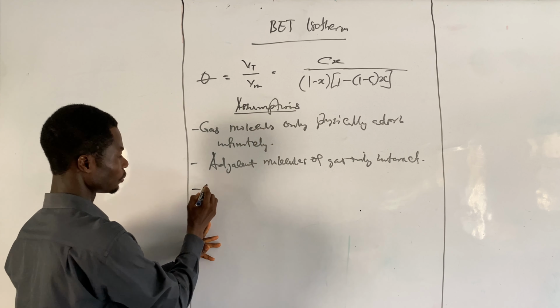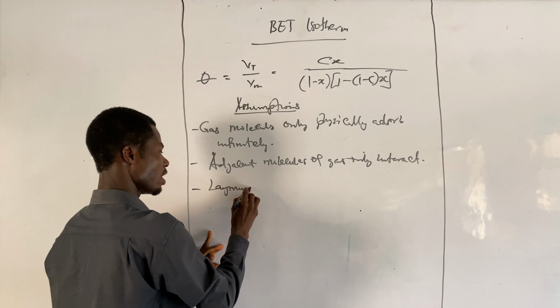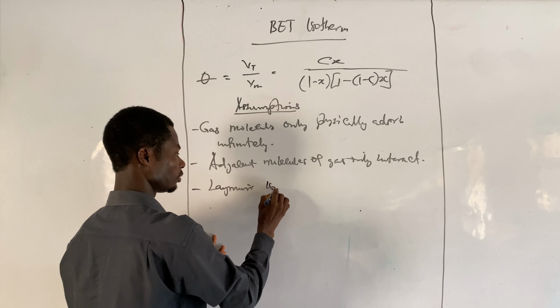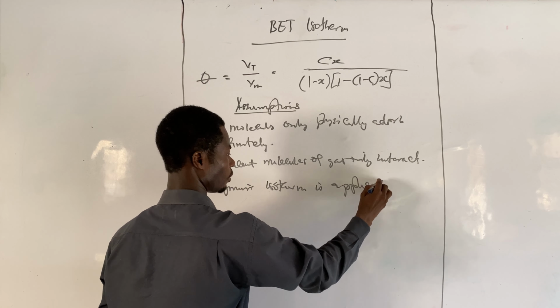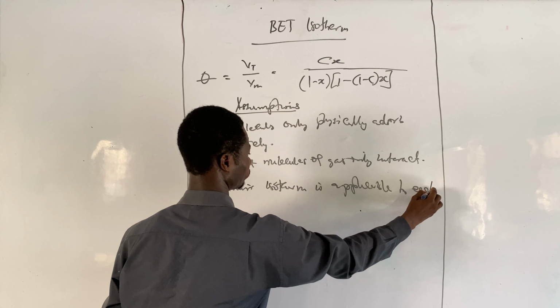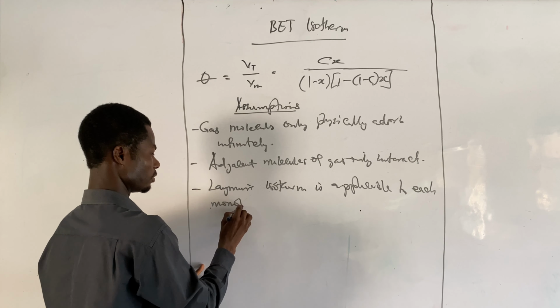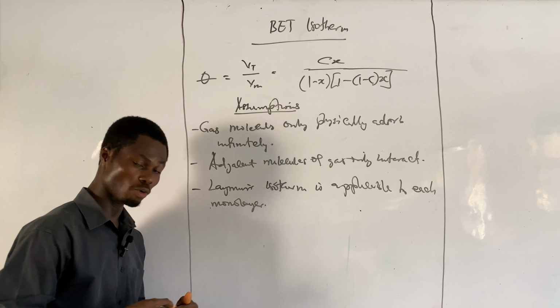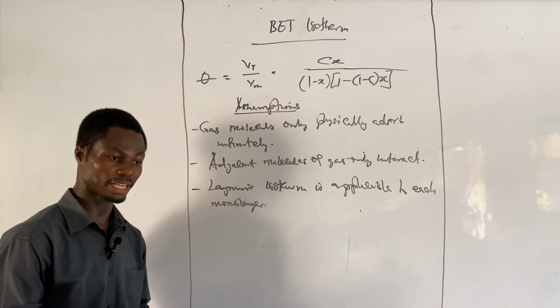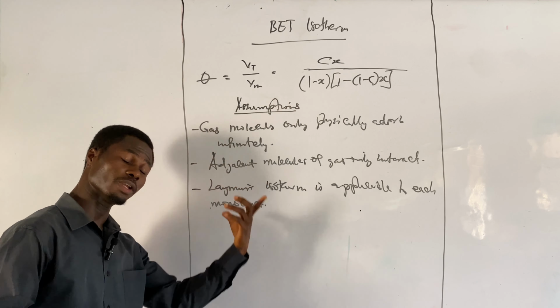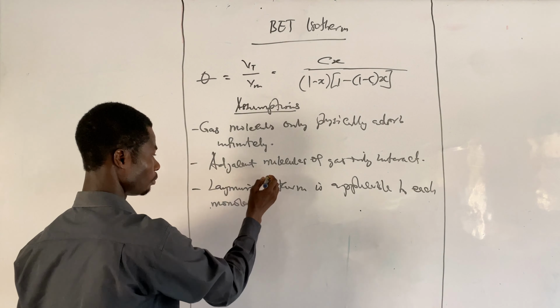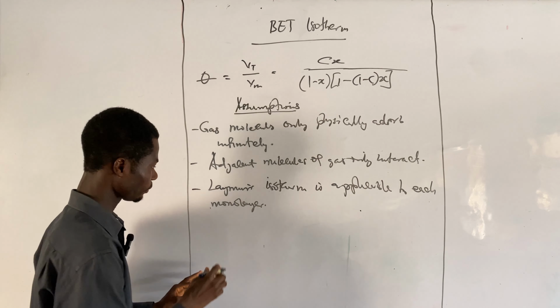Then, as with the Langmuir isotherm, it is applicable to each monolayer. So the Langmuir isotherm is applicable, which means that we treat each layer based on the Langmuir isotherm. But don't forget this one is for multilayer adsorption.